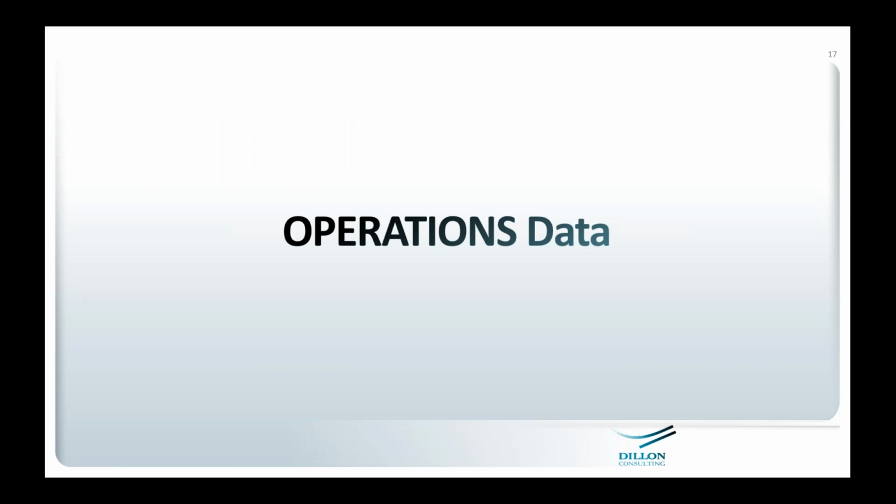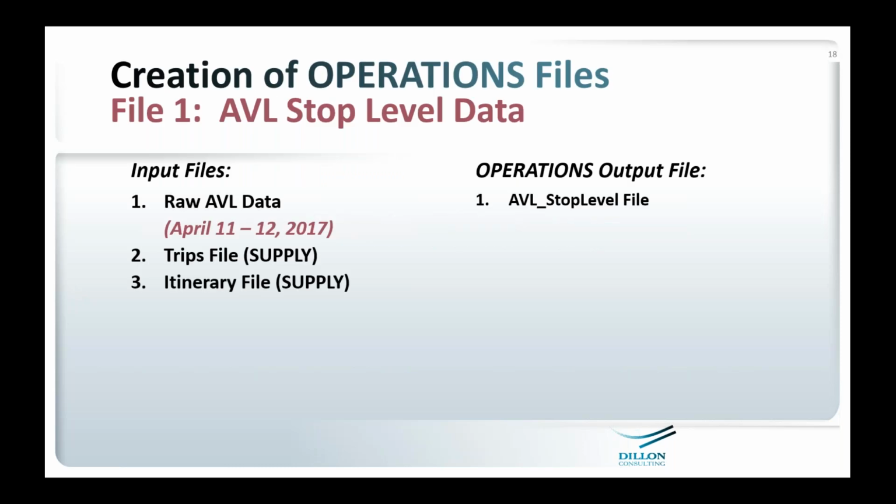The operations data is a lot more complex, and I'd venture to say that it's unique no matter what transit system you go to. It's got a lot of uniqueness to it. I'll show you a bit how it's structured in a second, but again, the first step is to create what we call a stop level data file of AVL information.